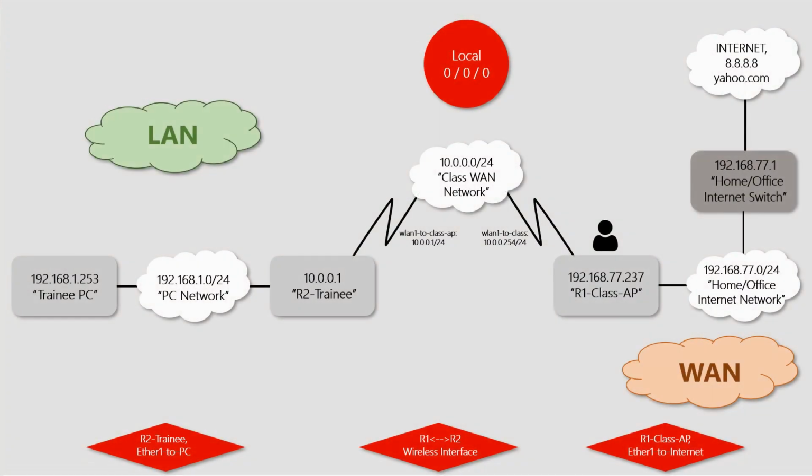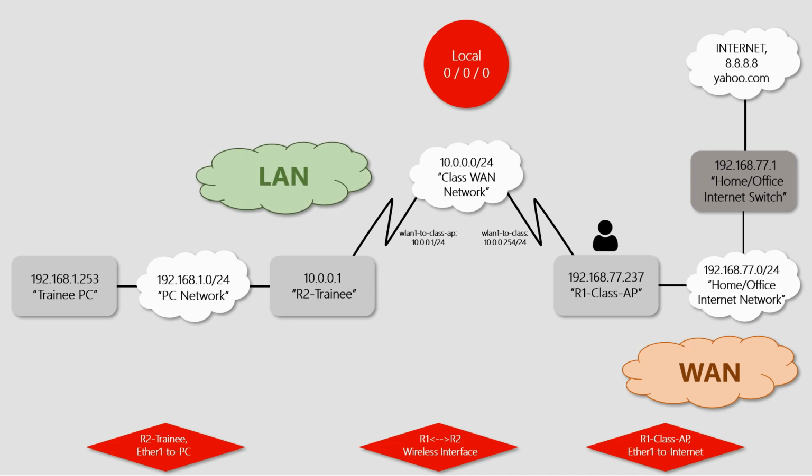Therefore, in its current state, the class AP is receiving and accepting traffic from both its LAN and WAN networks, and both of its interfaces are operating as in interfaces for the ongoing traffic. However, if you remember from previous sessions, the LAN network was the network which we presume to be safe, and the WAN network, given its wide and almost infinite domain, cannot be carelessly trusted. This means that for the class AP, the interface facing the trainee router and PC, namely the WLAN1 to class interface, is the in interface that can be trusted to accept traffic.